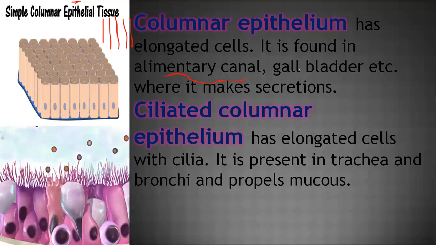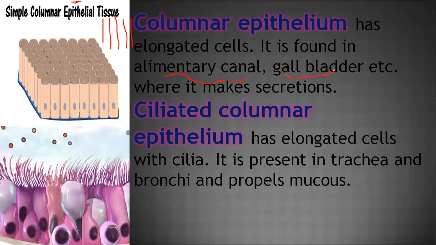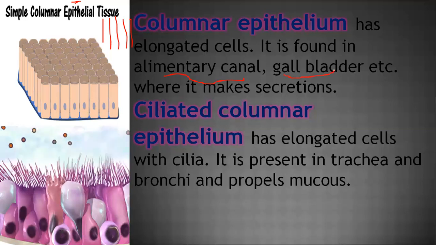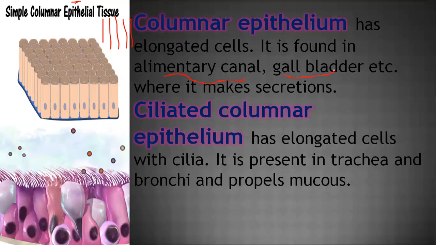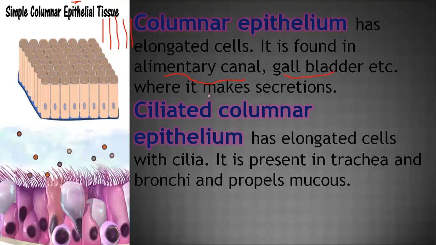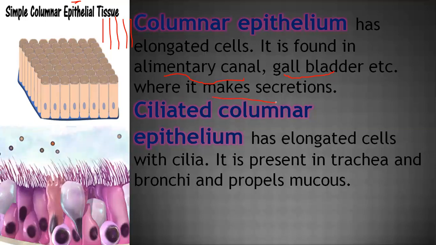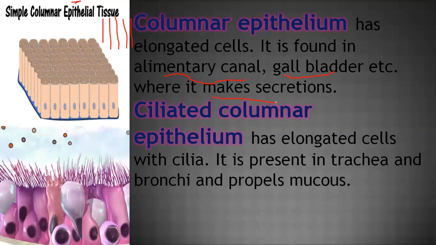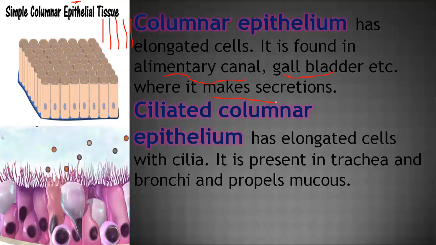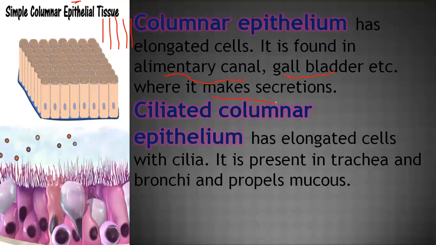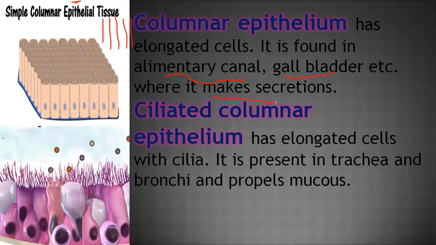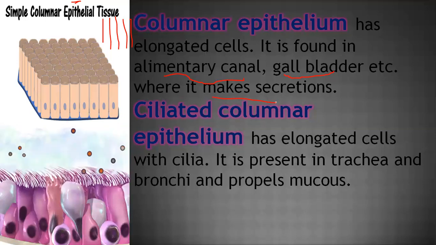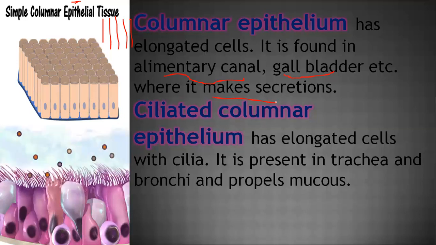As well as the gallbladder, we know that the gallbladder is present in the liver and it produces some secretions. These are also columnar cells, so they also produce secretions like enzymes and hormones, released from the gallbladder and alimentary canal also, which makes the whole digestive tube wet, as well as producing some secretions for the digestion of the food.